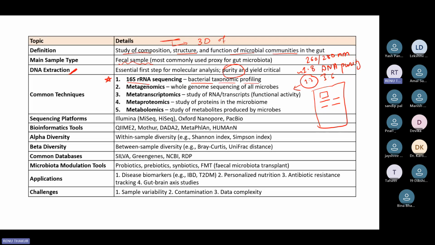So you have to identify that bacteria, its genus, its species, and if you identify the genus and species, you will be able to identify the taxonomic group, the taxa. Now after that, you can go for metagenomics. Metagenomics means whole genome sequencing of all microbes.